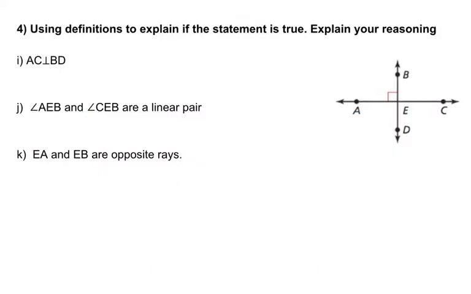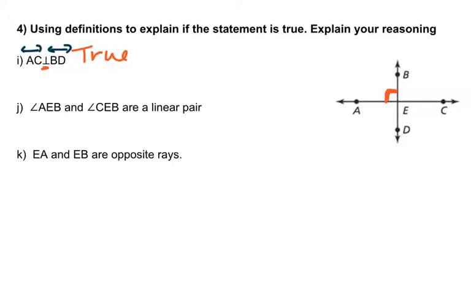All right, so now using definitions to just explain if the statement is true. So, explain your reasoning. First of all, in this AC, I can't get Google Docs to make the line symbols, so let's go ahead and write those in. Those are lines. So, line AC, and that little symbol right there is the sign for perpendicular. Is AC perpendicular to BD? It is, so that would be true because of this little right angle right here.